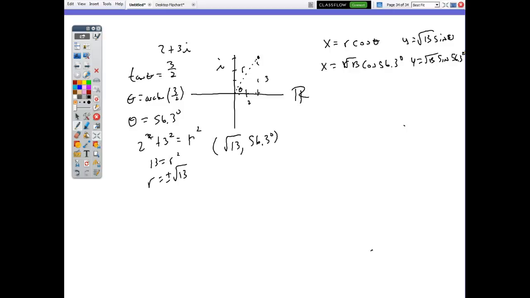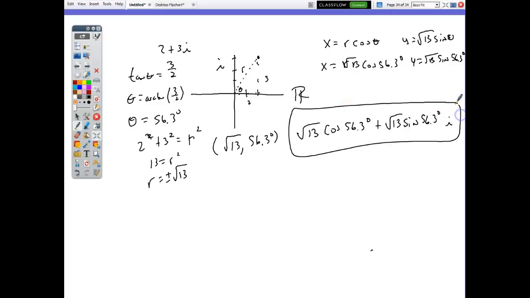Okay, so that's interesting. So I can write this a third way. What do I mean by that? We started with 2 plus 3i, didn't we? Couldn't I write this as root 13 cosine of 56.3 degrees? That's the 2 in the x direction, right? Plus, I want my 3. What's my 3? It's this one here, root 13 sine of 56.3 degrees. Oh, I still need an i, right? Isn't this the same as this?